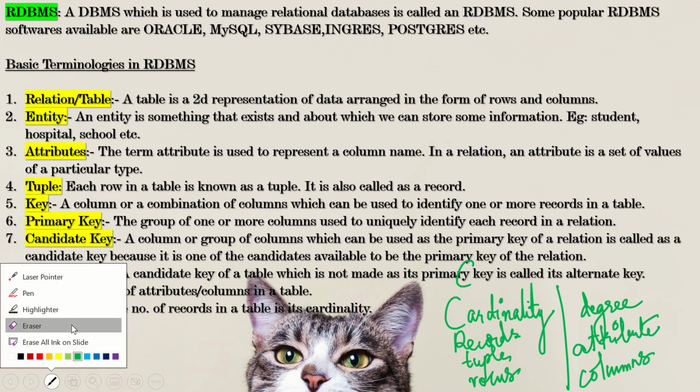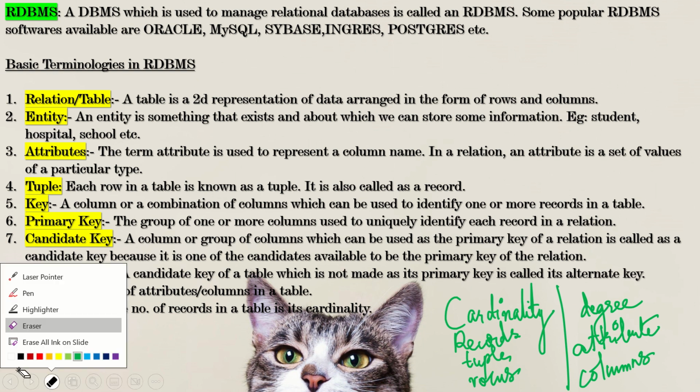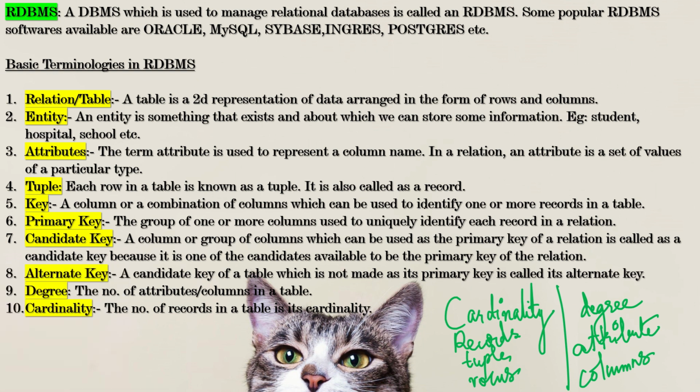Okay, note this somewhere, this is very important. You will keep forgetting, you will get confused. Okay, so keep this table in mind. Cardinality, record, tuple, all these stand for rows. Degree or attribute means column.